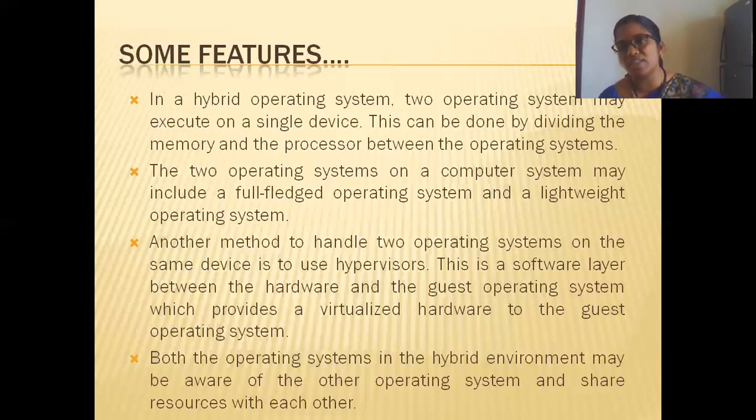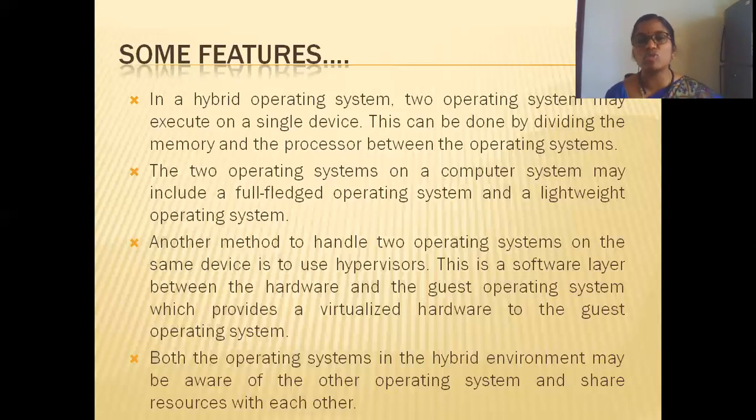Let me explain once again some of the features of hybrid systems. In hybrid operating systems, two operating systems, one for some requirements and another for other requirements, may execute on a single device. A single device may have more than one operating system. It can be done by dividing the memory and processor between the operating systems, so they are sharing the processor as well as memory.